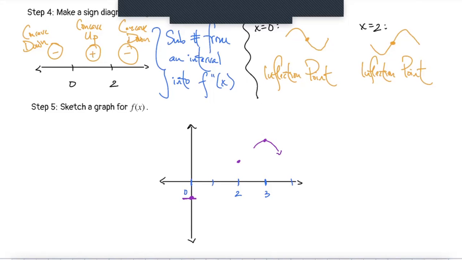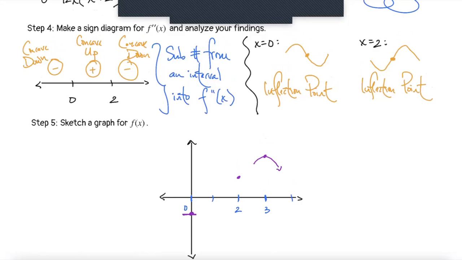Now, if I think about the inflection points, if I look at 0, what was happening before 0? Well, it was concave down. And so that might cause me to make something that looks like this. It's almost like half a spoon that's not holding any soup. On the other side, it becomes concave up. It becomes a spoon where we are able to hold soup.